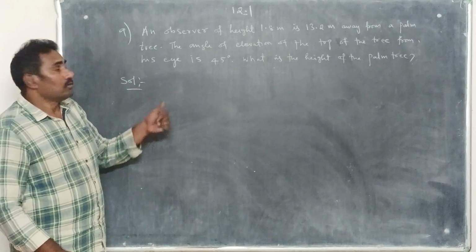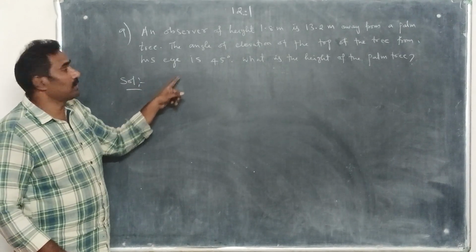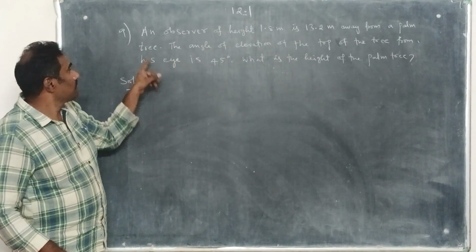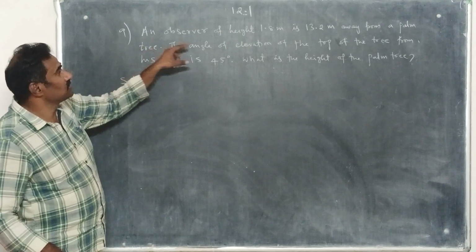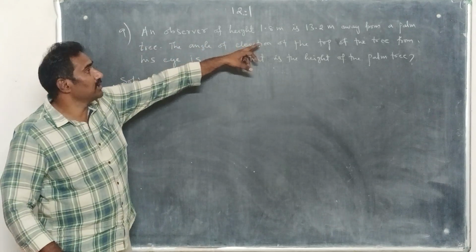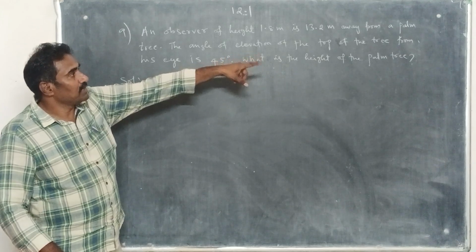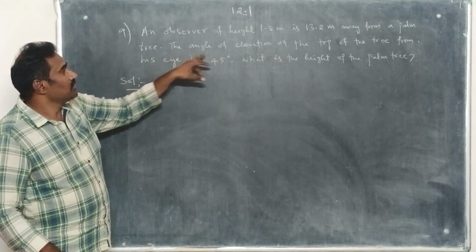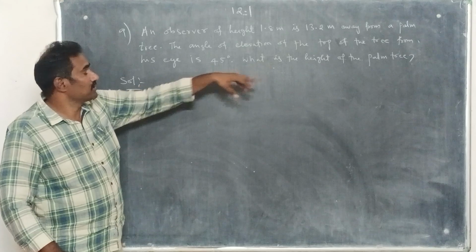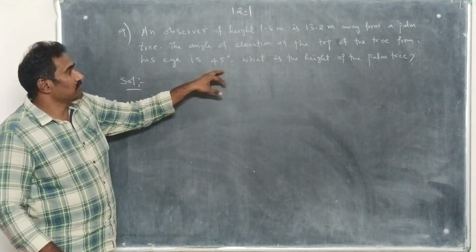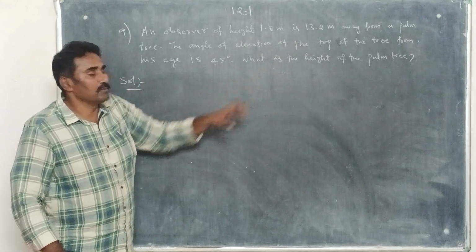Yeah. Now I am going to explain the 9th problem of 12.1 exercise. I will read the question once. An observer of height 1.8 meters is 13.2 meters away from a palm tree. The angle of elevation of the top of the tree from his eye is 45 degrees. What is the height of the palm tree?